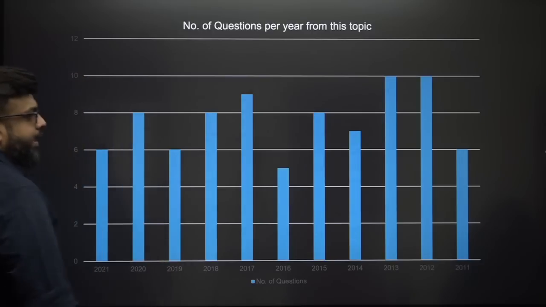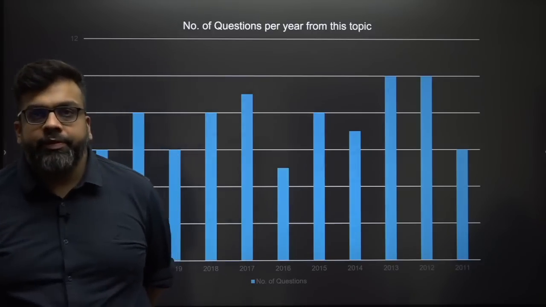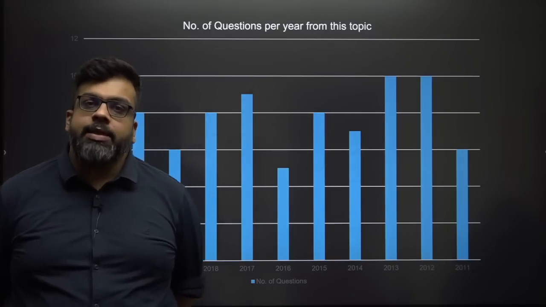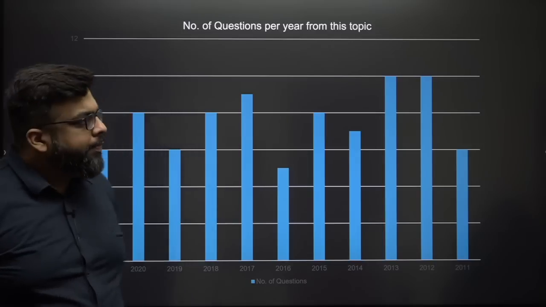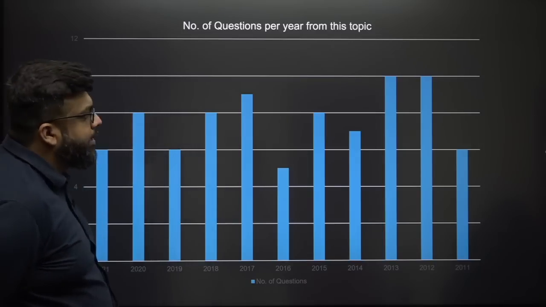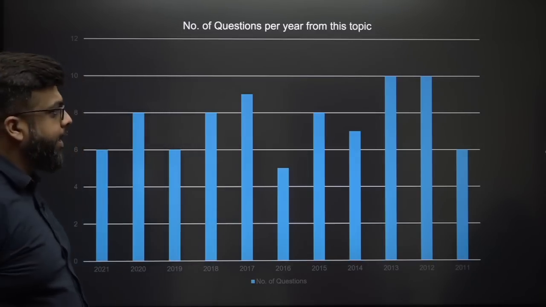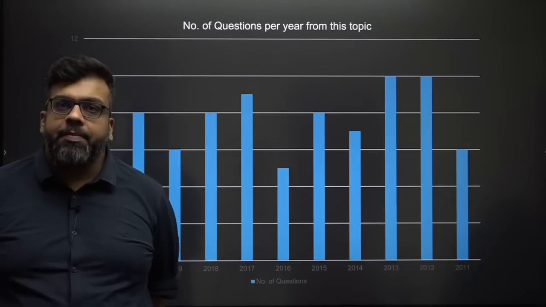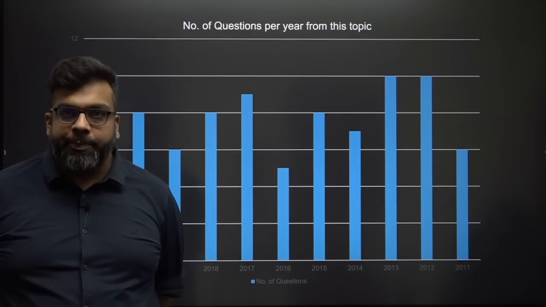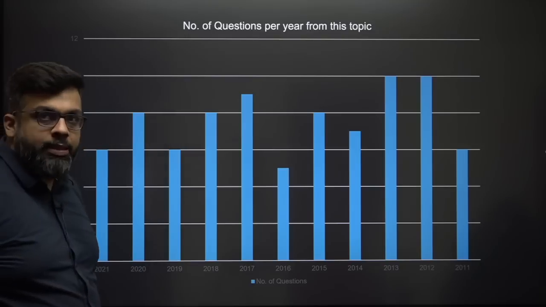A broad trend analysis is that these topics, the legislature, the executive, center-state relations, federalism, emergency, and local self-government, are fairly popular. And on an average, you will see about 6 to 8 questions that are asked in the exam, which therefore makes these range of topics fairly important as far as polity in the prelims is concerned. Let's begin with the first question straight away.